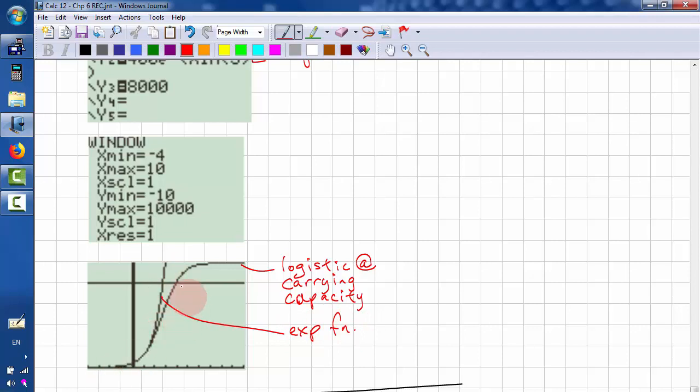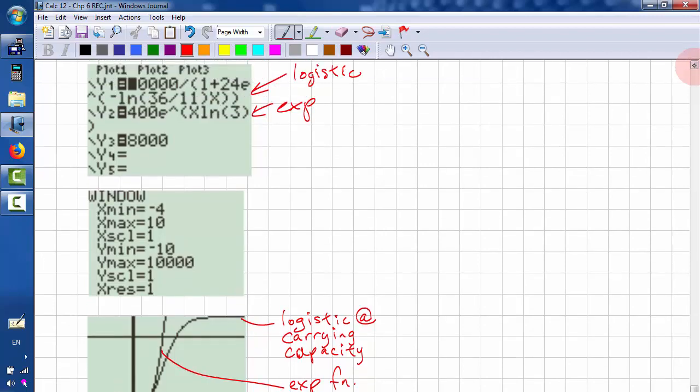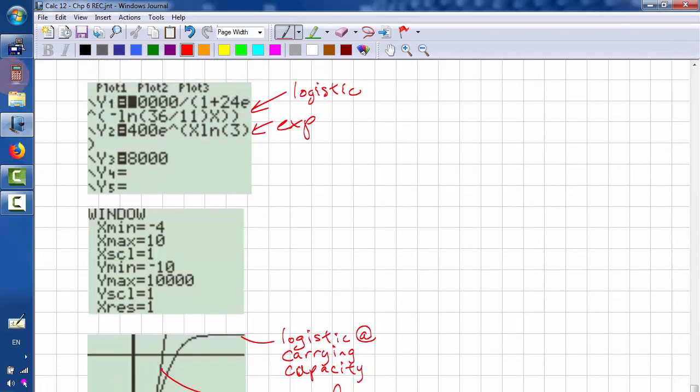Okay, so if you don't have this shape, you don't have a logistic function. So it's always good to be able to understand what kind of shape you need so that you can check to see if you've entered things properly on your calculator. Let's take a quick look on the Casio.